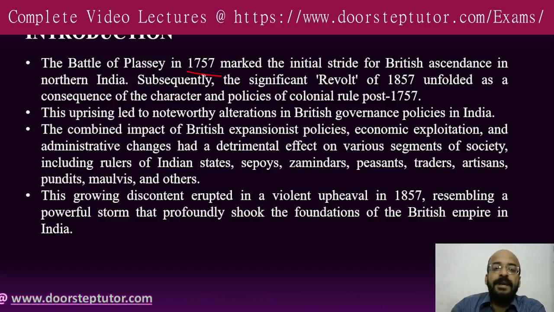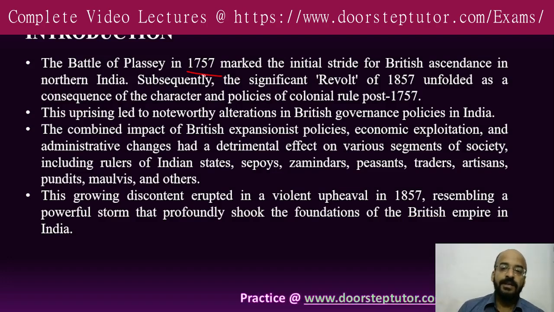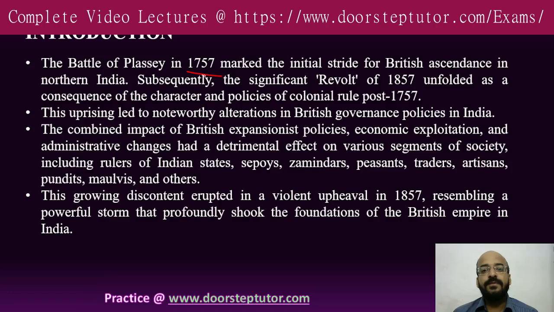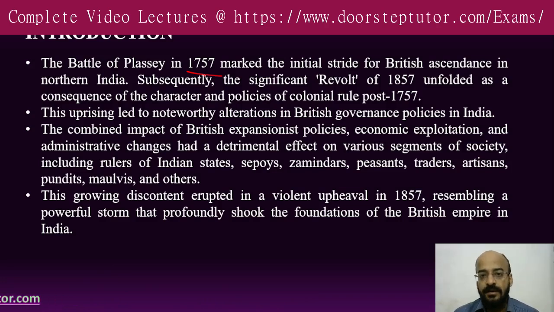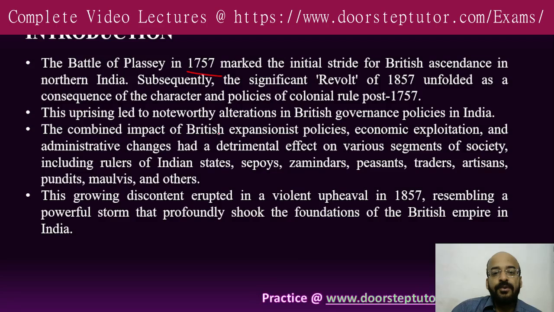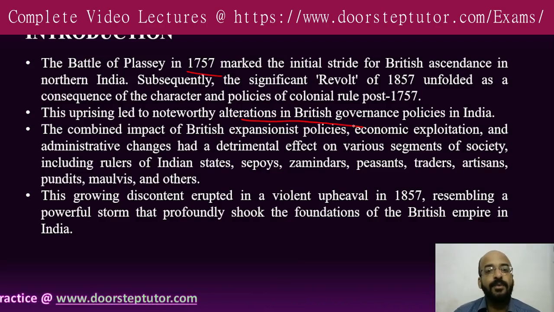After the Battle of Plassey in 1757, the initial stride for British ascendance started in North India, and subsequently the revolt of 1857 unfolded as a consequence of the character and policies of colonial rule post 1757. The way they administered and ran the government was very important to know, because of which there was a loss of patience among the Indians. The uprising led to noteworthy alterations in British governance policies in India. That is the significance of what happened post 1857.